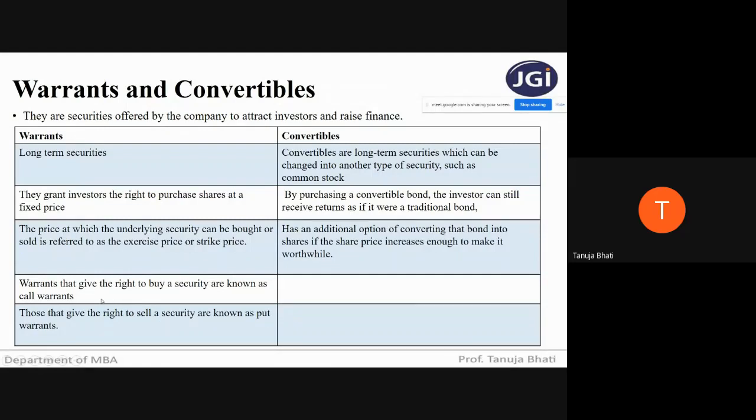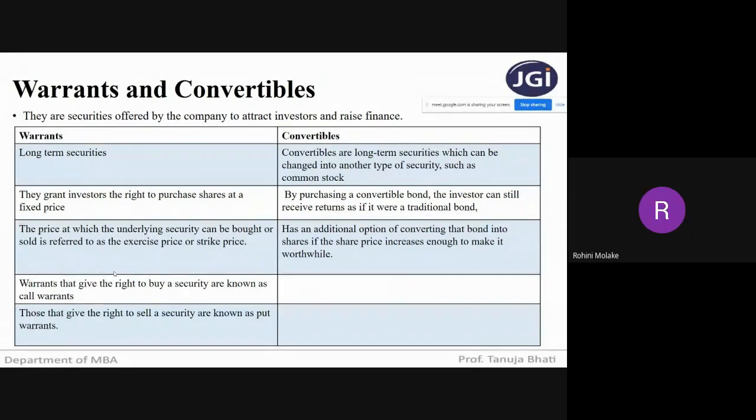So if I hold a call warrant, it gives me an option to buy a security at the underlying price. But if I am holding a put warrant, I have only the right to sell the security at the underlying price. So again, this works in the form of derivatives. Is this clear, students?